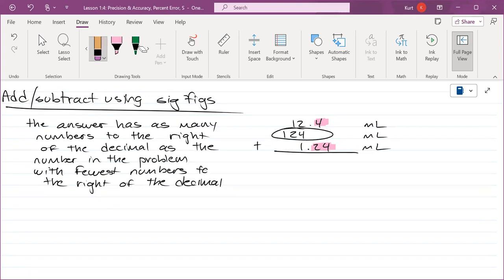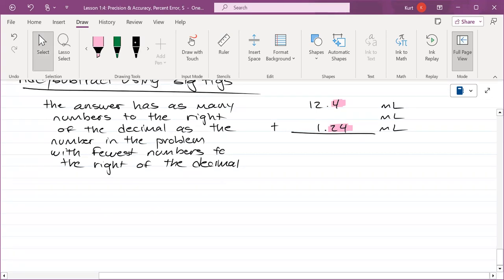Imagine I were to take this out. 124 is gone. You have 1 number to the right, 2 numbers to the right. How many numbers to the right would your answer have? 1. When you are adding and subtracting, your answer has as many numbers to the right of the decimal as the number in your problem with the fewest numbers to the right.